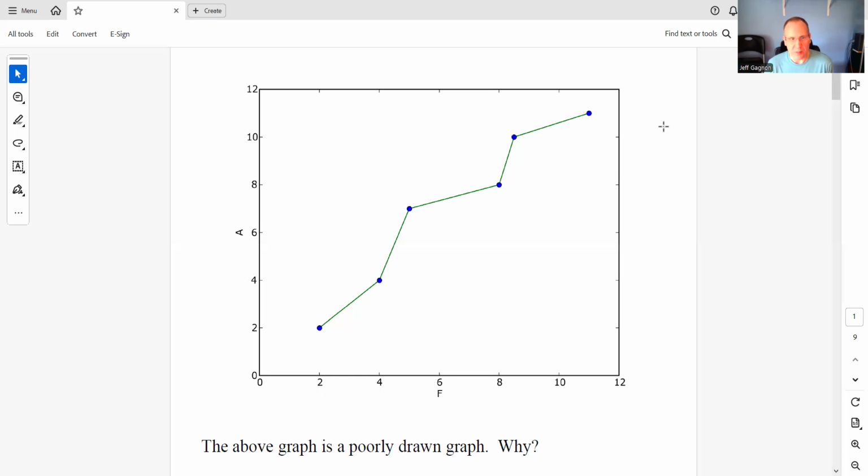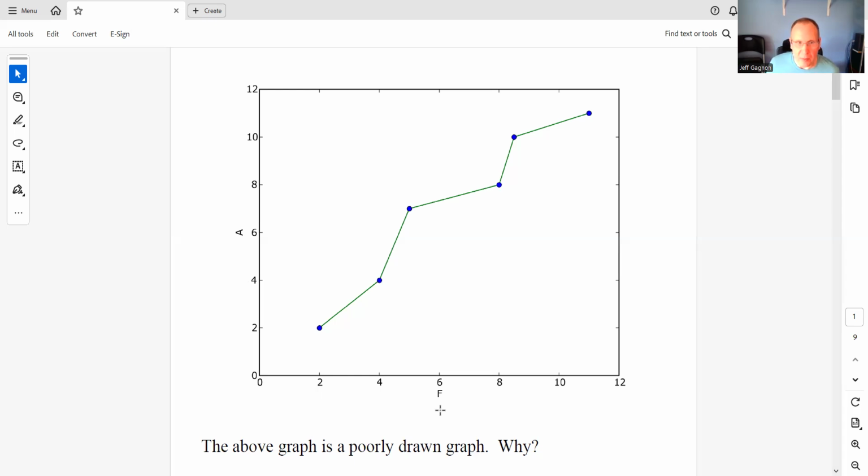Why? What are some issues with it? Well, first thing, if you notice here that there really are not good labels, like you have A and F, that's something, but you want more explicit labels, like maybe this is acceleration on the y-axis, maybe this is force on the x-axis. Okay, so you want to make sure you have good labels.